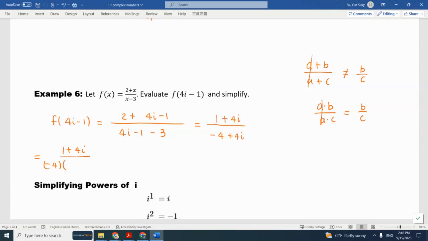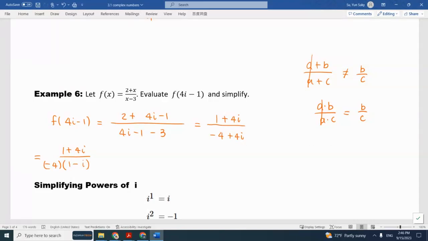What's left? 1. And then? 1 minus i. Do you agree, everybody? We factor out minus 4. We get 1 minus i. Yes? Because when you distribute, minus 4 times 1 is minus 4. Minus 4 times minus i becomes positive 4i.